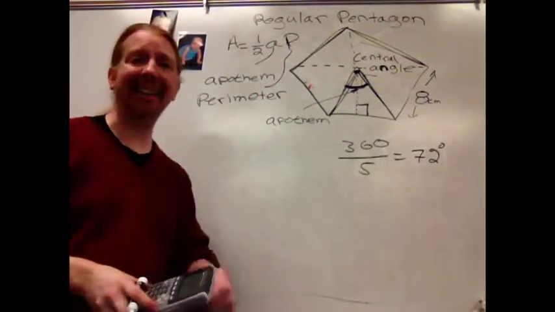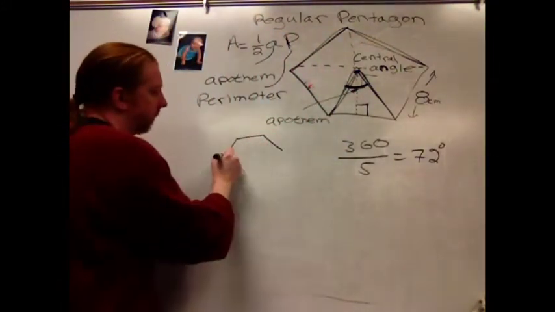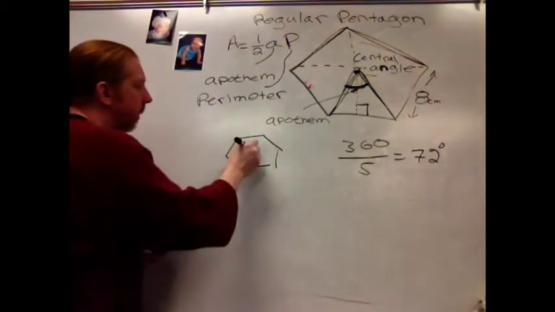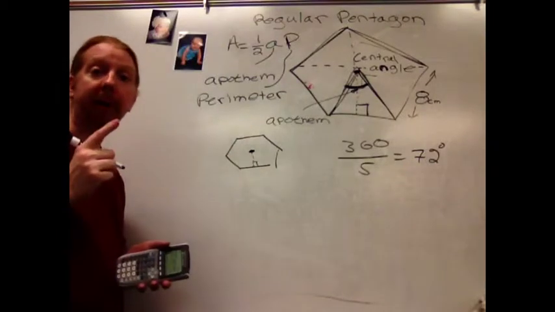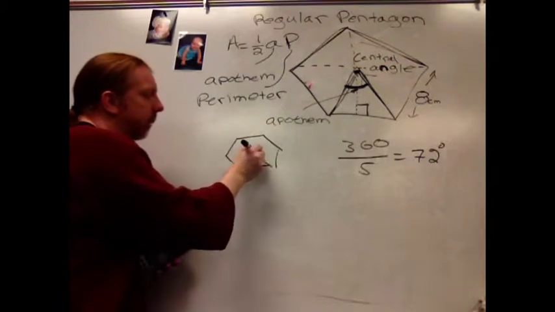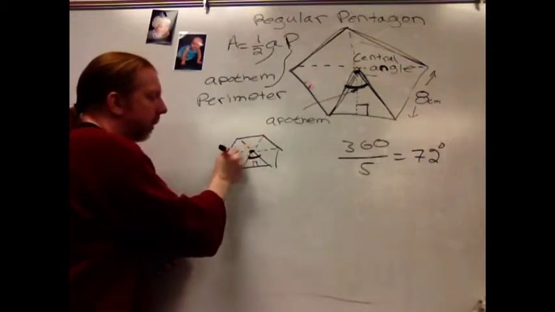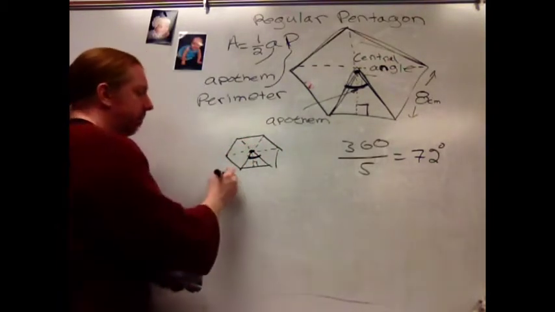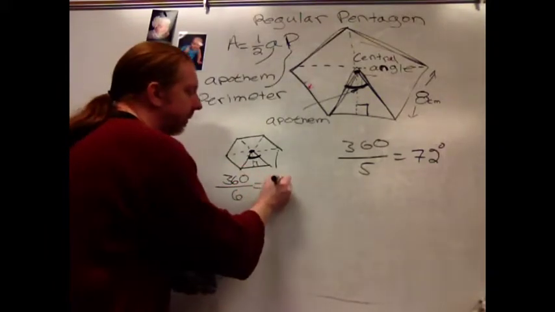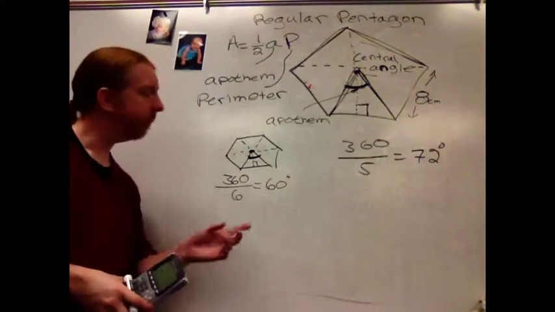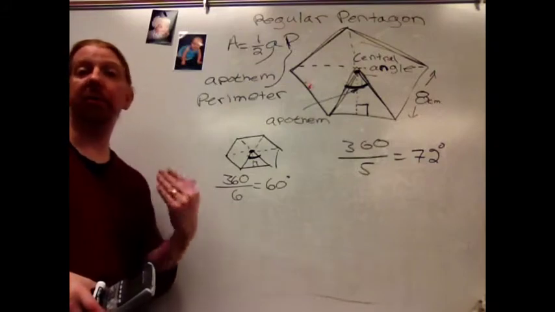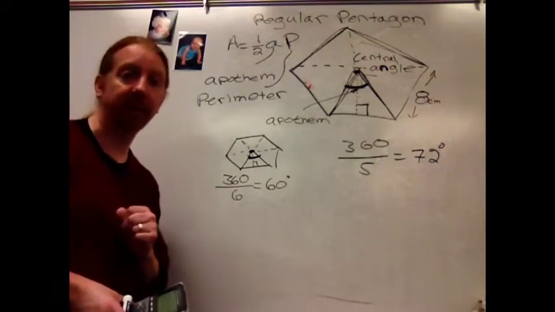Now, if this had been a hexagon, there's my center. That would be an apothem. This would mark off that central angle. There are 6 of those going around. So 360 divided by those 6 would put me at 60 degrees each. So basically you take 360 divided by the number of sides, and that will always tell you how big that central angle is.